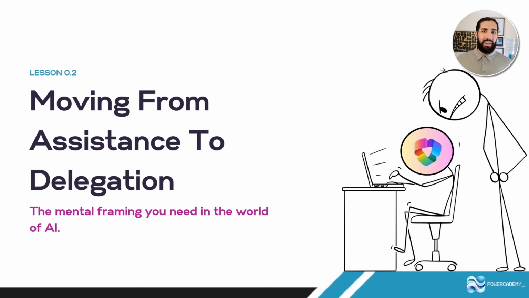So the first thing I want to instill within you during this masterclass is moving from assistance with AI to actually delegating work to AI. Now, in my opinion, this is the mental framing that you're going to need, not just for utilizing Cowork and these types of AI technologies, but all AI technology in the future. So I really think this lesson is one of the most important within this masterclass because it frames your mind to making the most use of this technology.